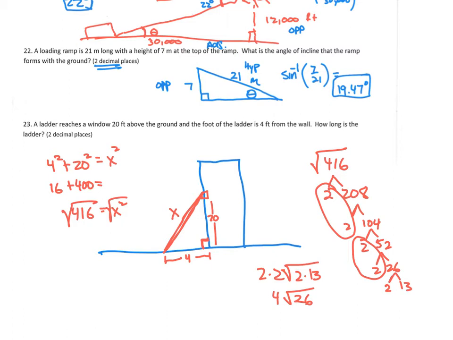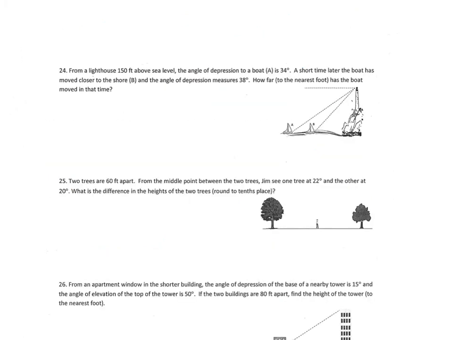I guess it actually wanted it in 2 decimal places. So that's equivalent to 20.40. And that's in feet. That's the length of the ladder. We're doing word problems. We're having fun. We're almost there. Last page.